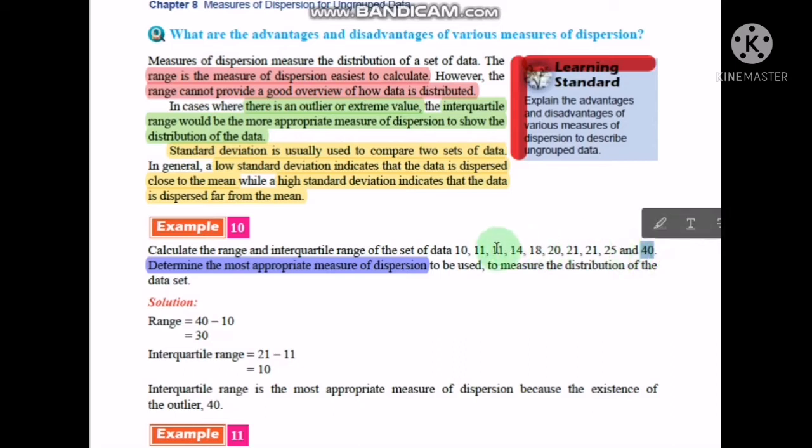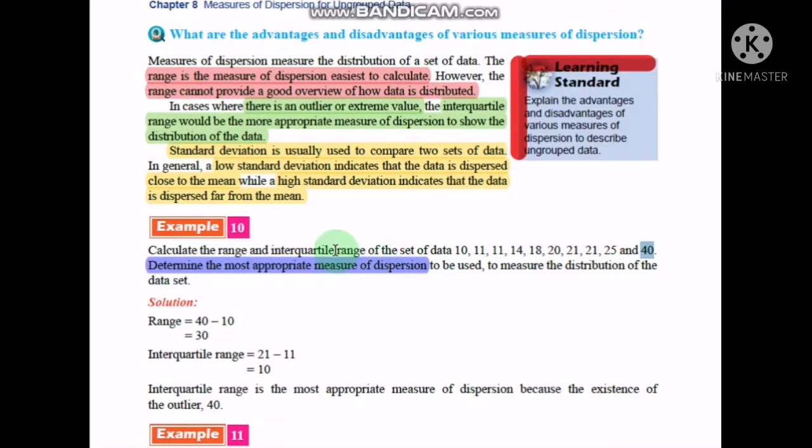Because it is far away, the value is far from the other data. For example, this one, 10, 11, 11, 14, 18, 20, 21, 21, and 25. All of these are close to each other, but suddenly there is 40 here, which is far away from the other data. So it means that 40 is what we call an outlier or extreme value.